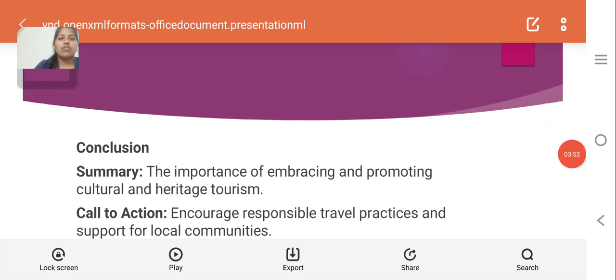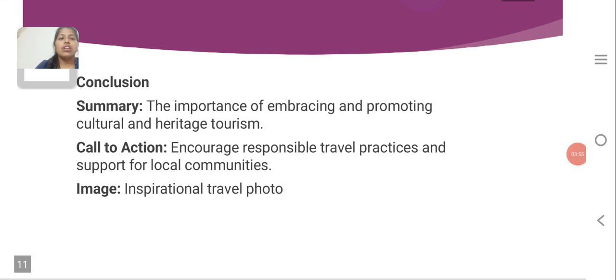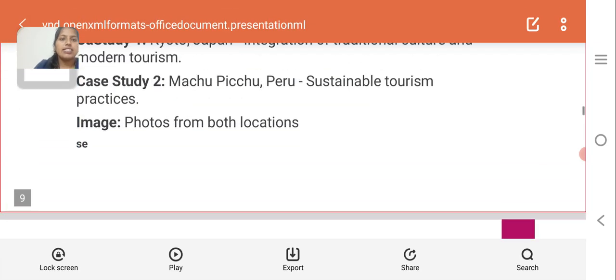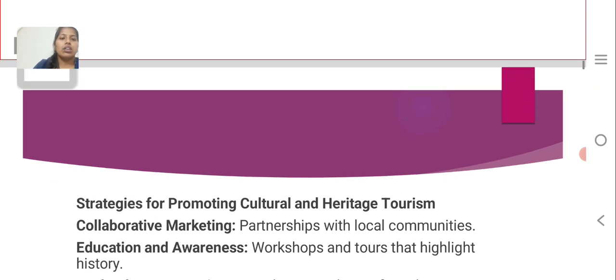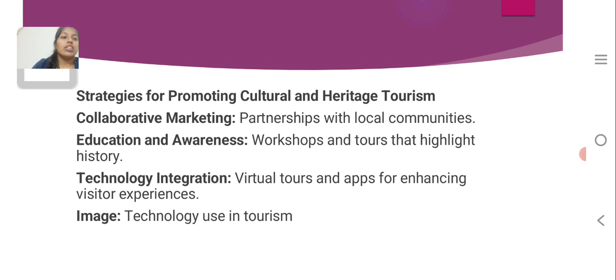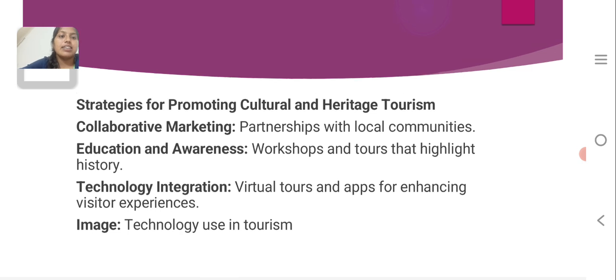The conclusion was the summary: the importance of embracing and promoting cultural heritage tourism. Call to action: ensuring responsible travel practices and support for local communities. And one more thing, the strategy for promoting cultural heritage: partnership with local communities, collaborative marketing and educational awareness.